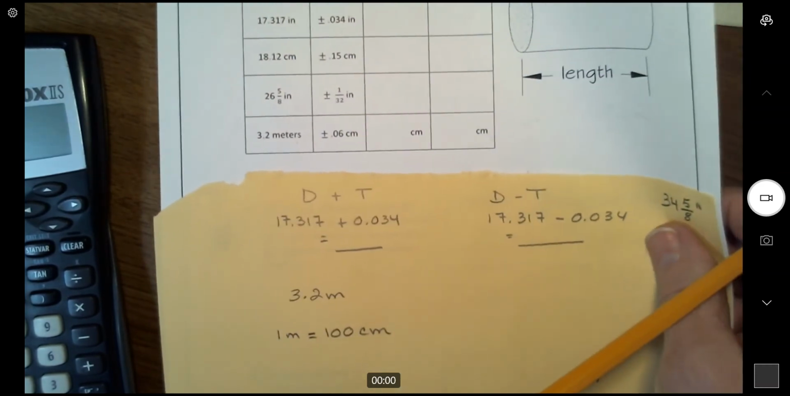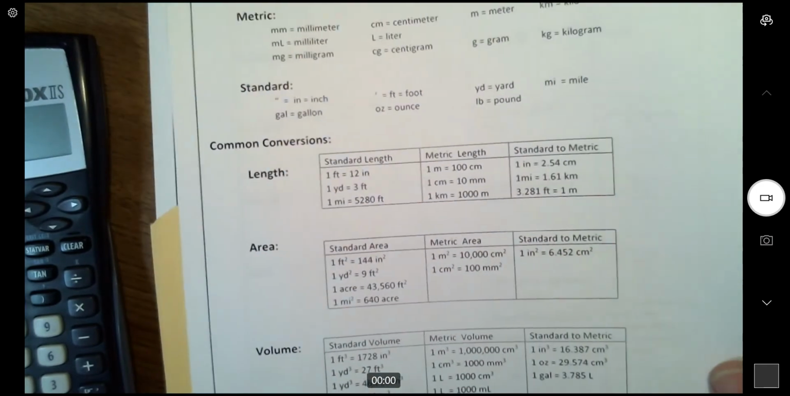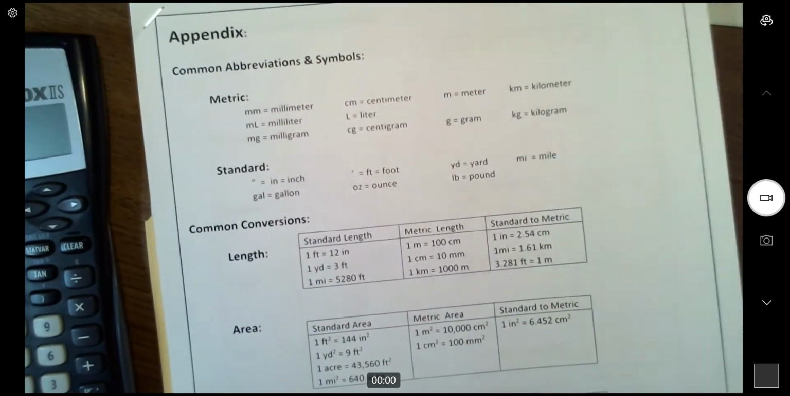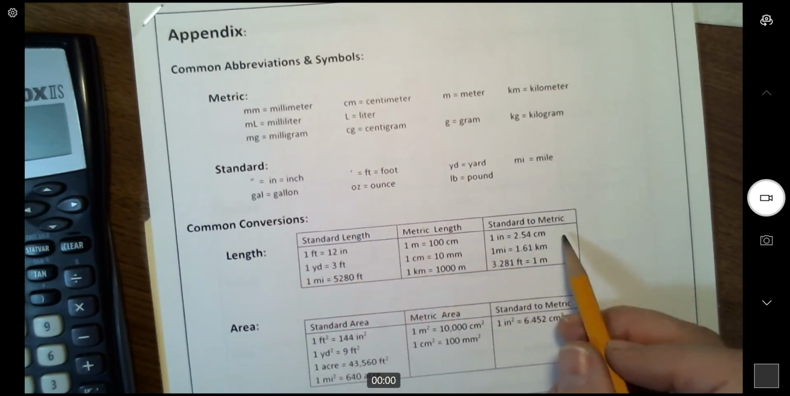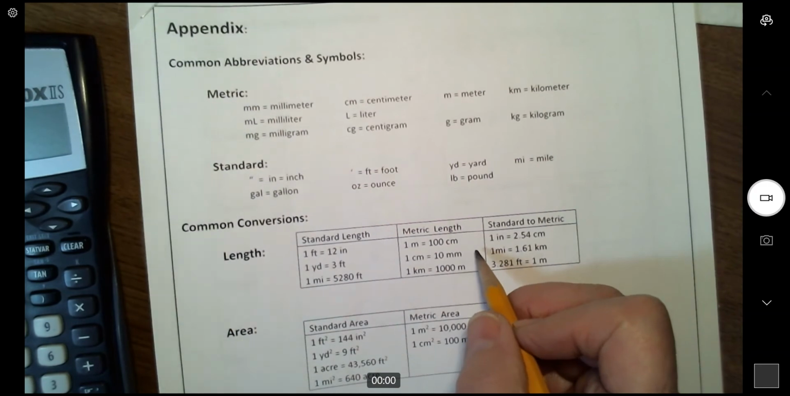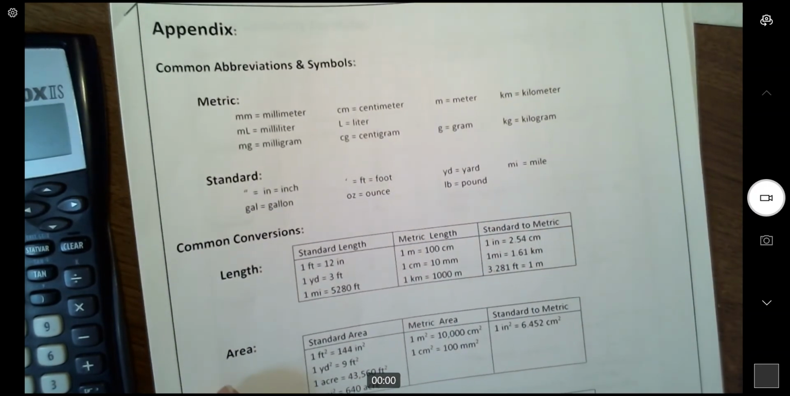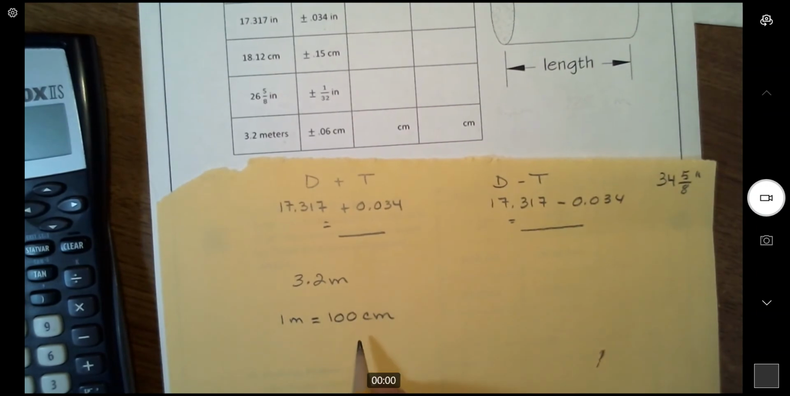And this is where your appendix comes in. If you were to look on the very first page, the relationship between meters and centimeters is right here, in the length portion of your table. 1 meter equals 100 centimeters. And most of us are going to remember that. Some of us might not. 1 meter equals 100 centimeters. That's what I have right here.